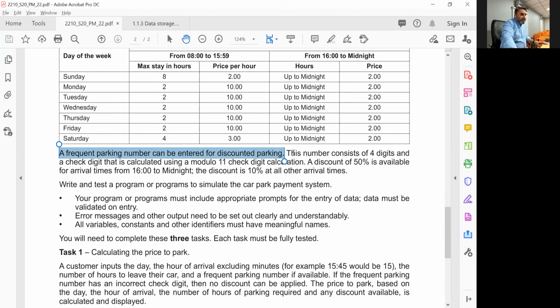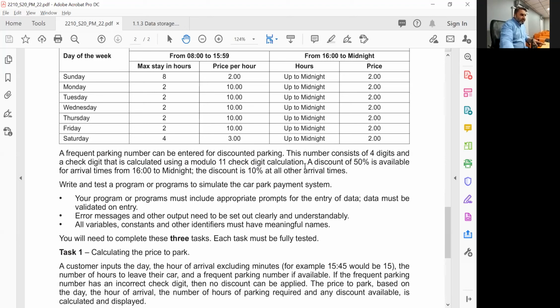This number consists of 4 digits and a check digit. So it means that the whole number, which is the frequent parking card number, will be composed of 5 digits, out of which the first 4 digits will be just for the number and the fifth digit will be the check digit. And they have said that it is calculated using modulo 11 check digit calculation.